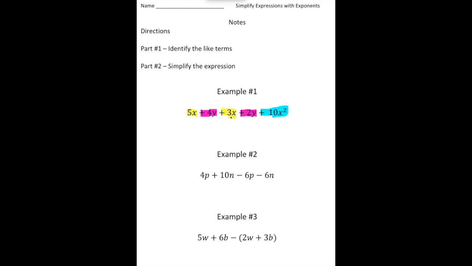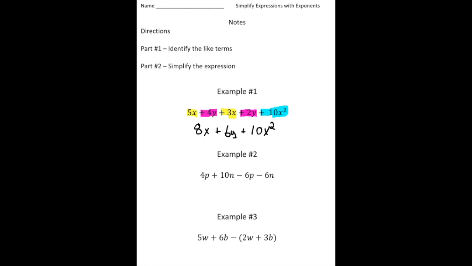5x and 3x gives you 8x. 4y and 2y will give us 6y. And last but not least, we have a 10x squared over here, so plus 10x squared.